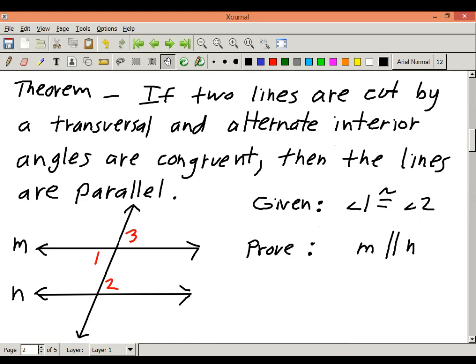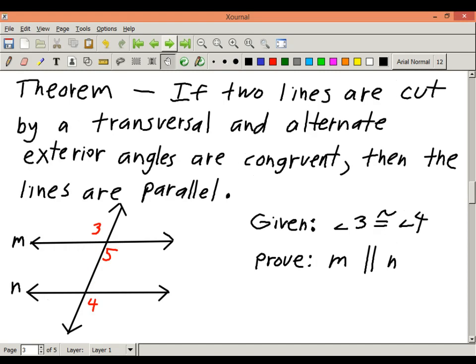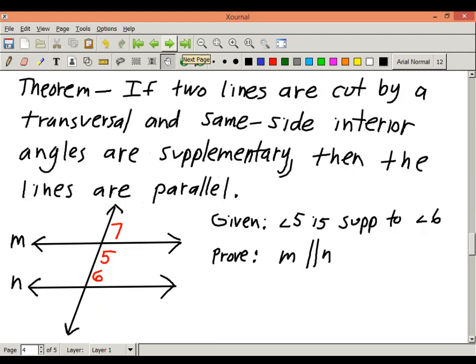Then we had 3 theorems. If two lines are cut by a transversal and alternate interior angles are congruent, then we also know that the lines are parallel. That's also the converse of a theorem we had earlier in the year. Look at our next theorem. If two lines are cut by a transversal and alternate exterior angles are congruent, then the lines are parallel. So that's the third way we know lines are parallel. And the one we just had, if two lines are cut by a transversal and same side interior angles are supplementary, then the lines are parallel.